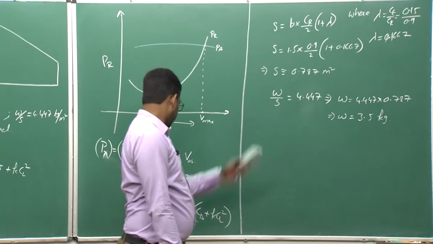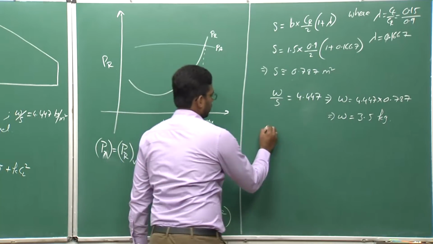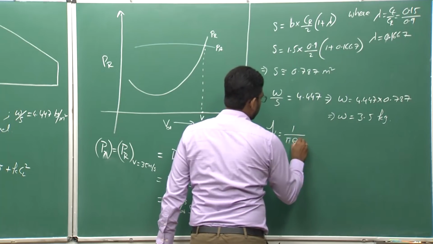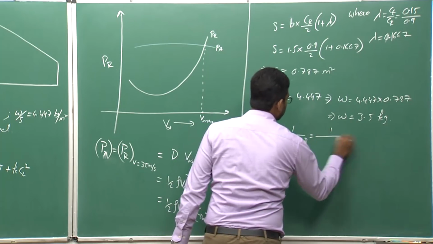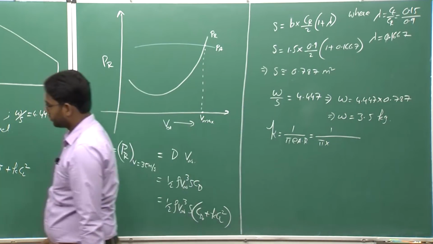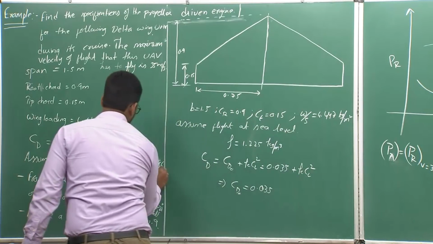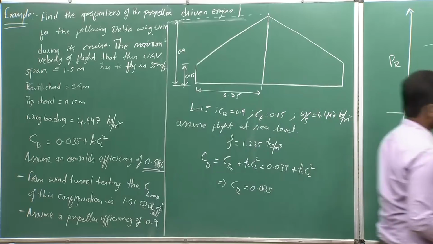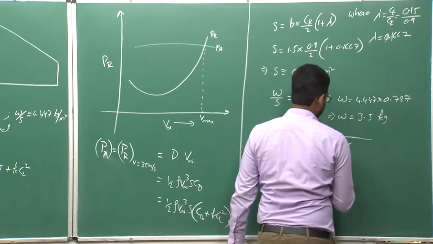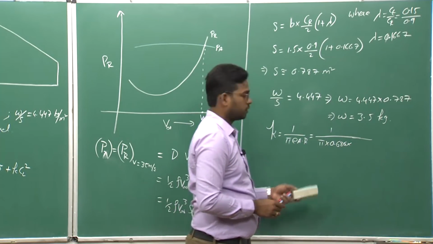Now, you have the area with you and you know the density. What is K? K for this UAV is 1 by pi into e into AR. So, the Ostwald's efficiency is given here, which is 0.686. So, the Ostwald's efficiency is given as 0.686 for this configuration.